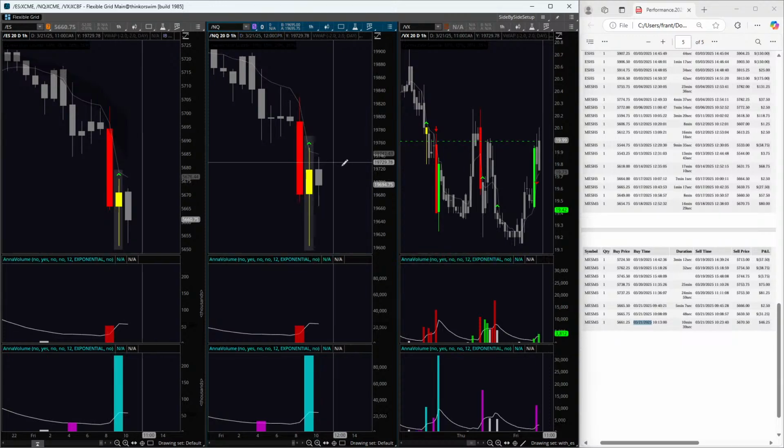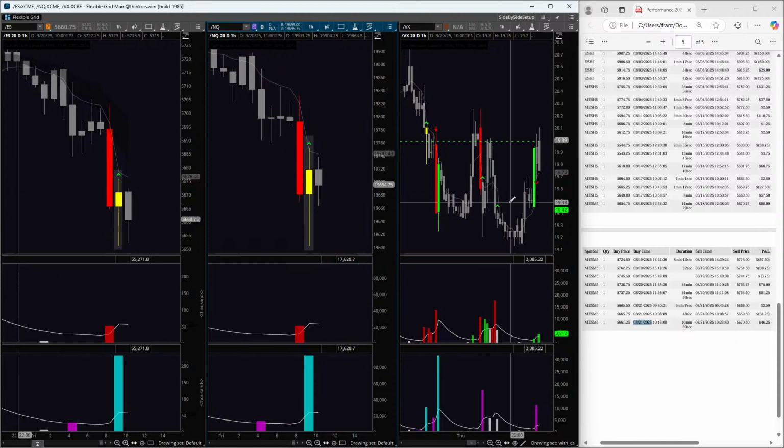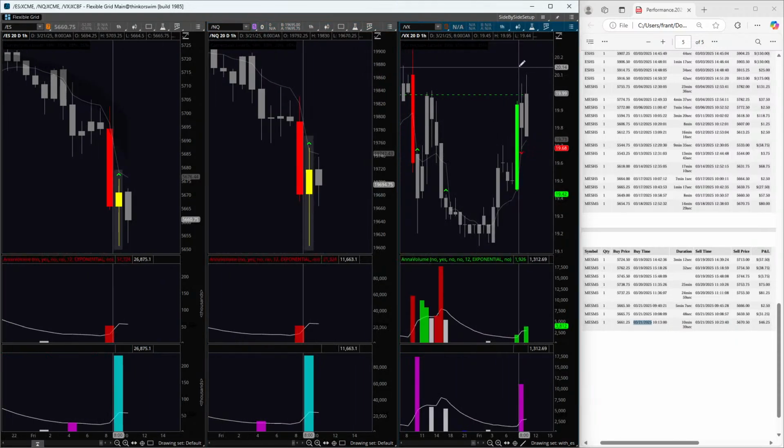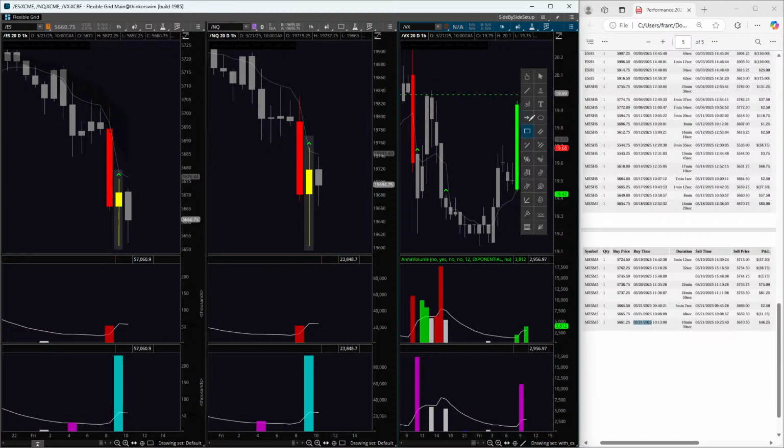We do have selling potential. All right, so we got that, and I'm gonna mark it on VIX. So this is the one we're looking for. This is absorption.